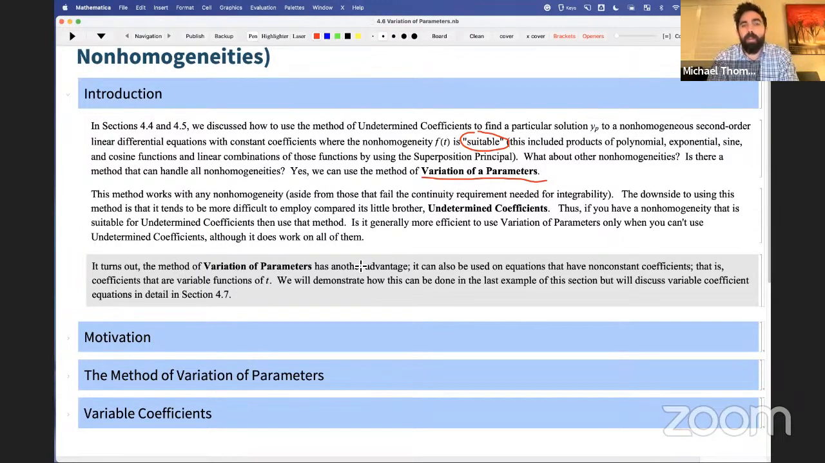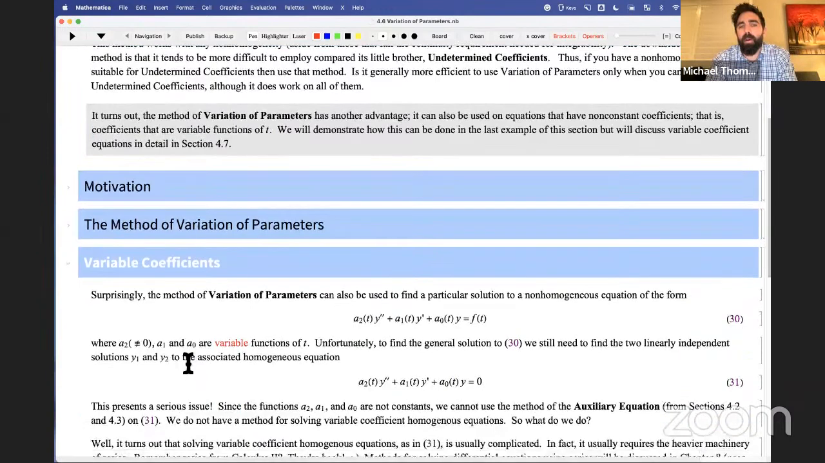There's another advantage to variation of parameters. You can also use it in a super relaxed situation where you have non-constant coefficients, meaning variable coefficients. Now we're relaxing the conditions even further, and I'll show you how to do that. Here's an example down at the bottom. This is a variable coefficient equation.